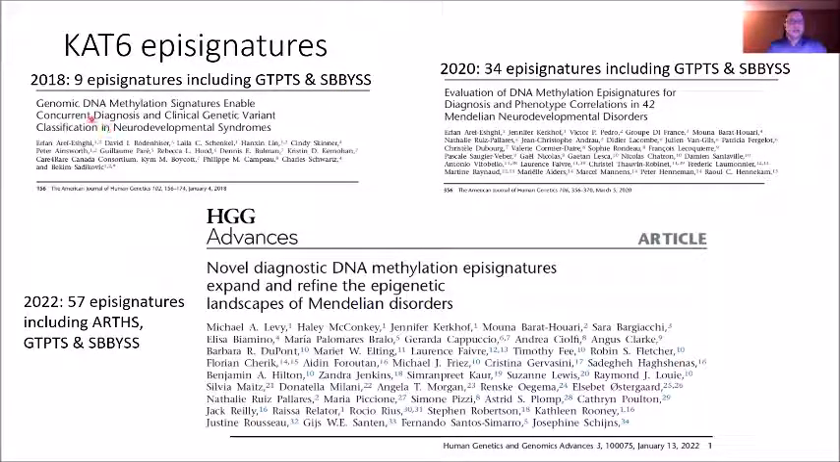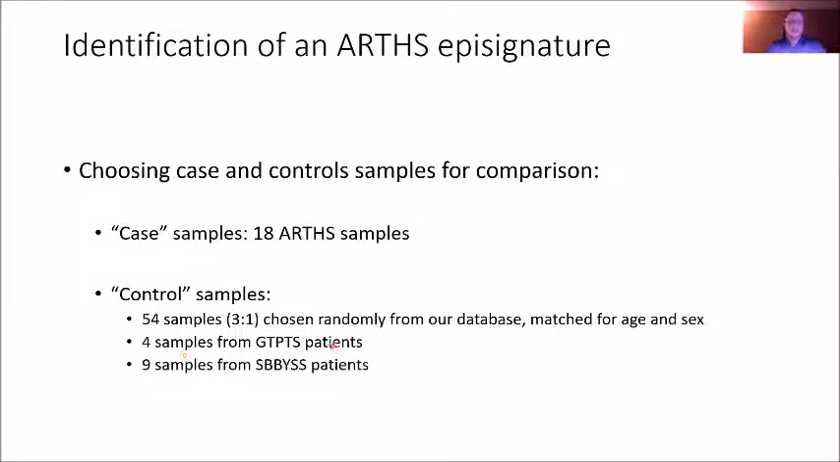So in 2018, we published a paper that had 9 of these signatures, including GTPTS and SBBYSS. In 2020, we published another paper with 34 signatures, including these 2. And then most recently, it's actually just coming out tomorrow, I believe, is the official publication date. Our newest paper has 57 of these episignatures, and to these, we've also added ARTHS. So since ARTHS is one of the new ones, I'm going to take you through the process of identifying that signature specifically. And so we basically use the same process for all these different episignatures.